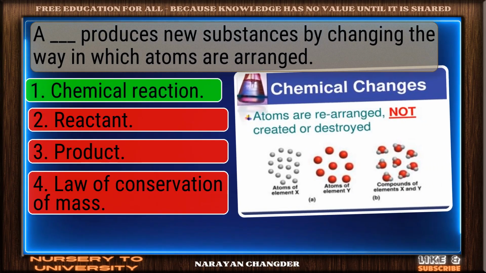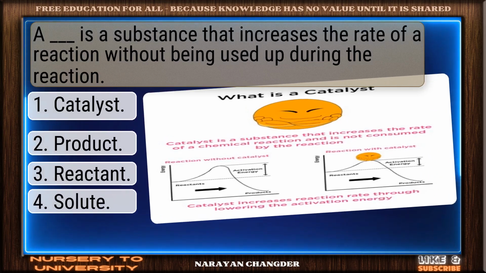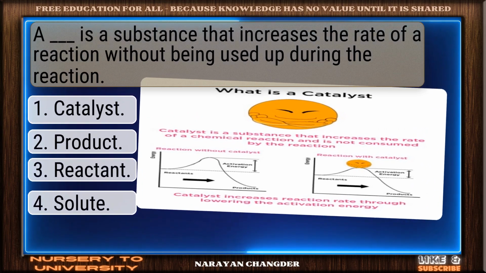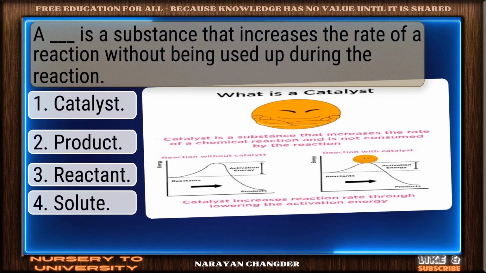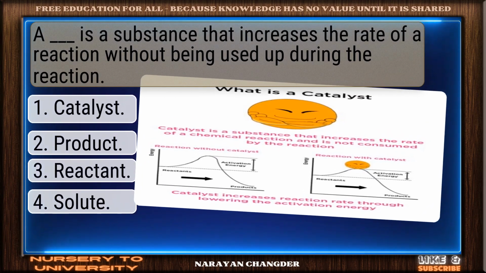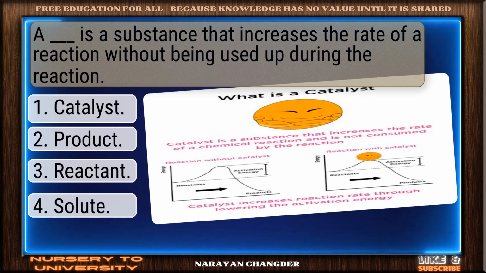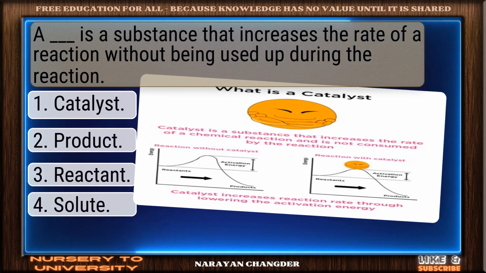Nailed it, chemical reaction. A dash is a substance that increases the rate of a reaction without being used up during the reaction. Option 1, catalyst. Option 2, product. Option 3, reactant. Option 4, solute.